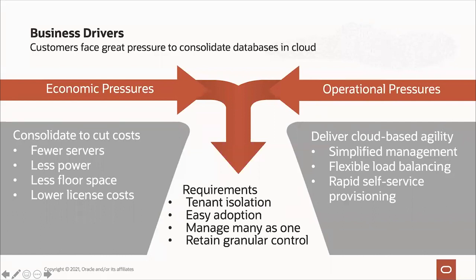And in general, we have business pressures, business drivers, in two categories. There's the economic pressures and the operational pressures. On the economic side, it's all about money. You're consolidating to cut costs. You cut costs by consolidating. So you can do more with less, or you can do the same amount with considerably less.